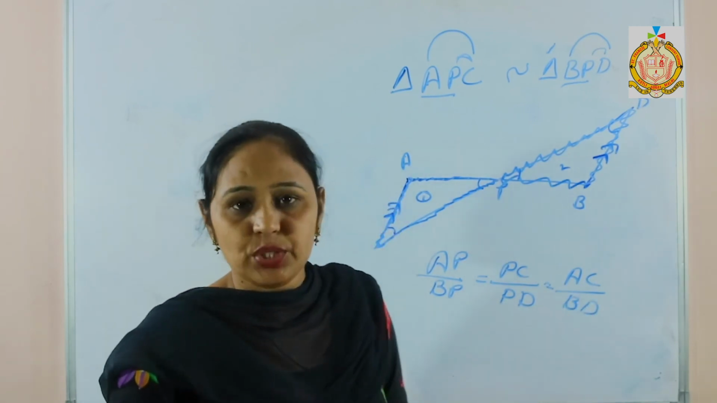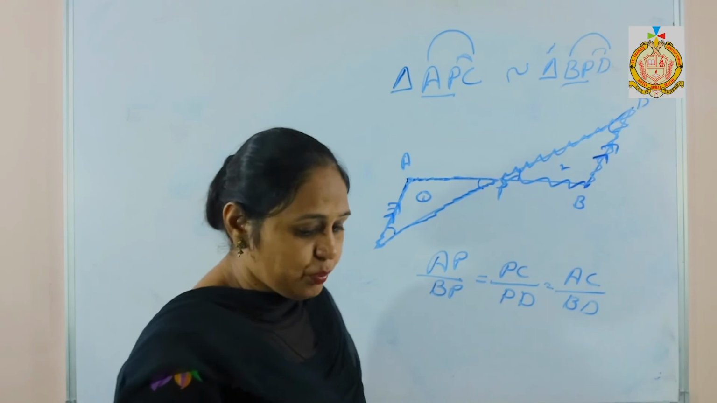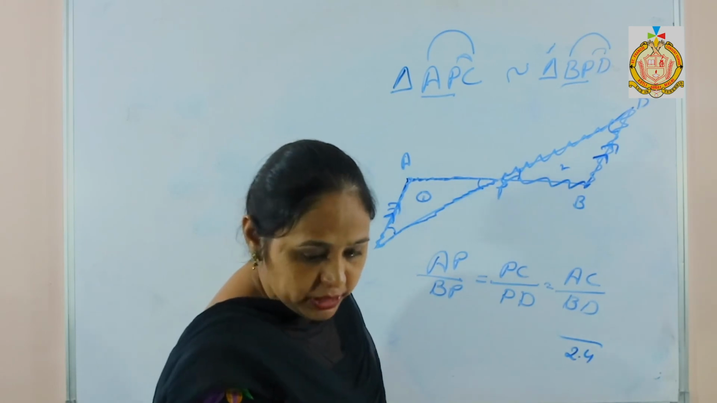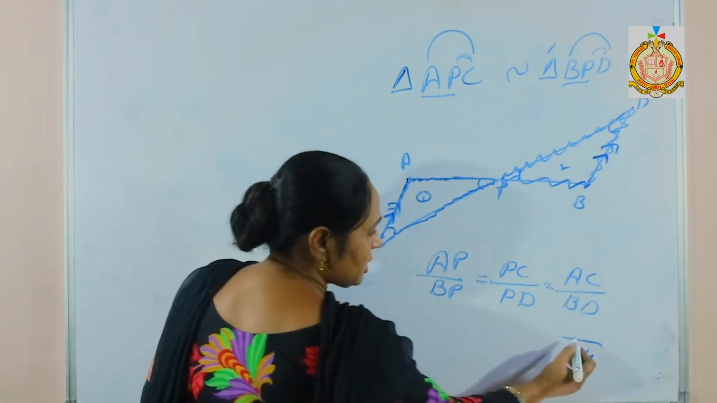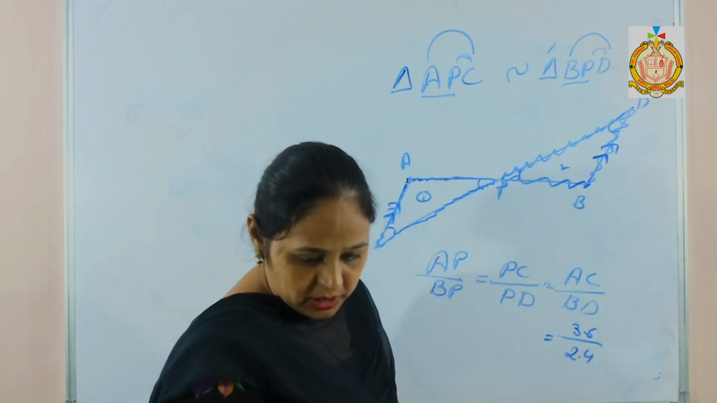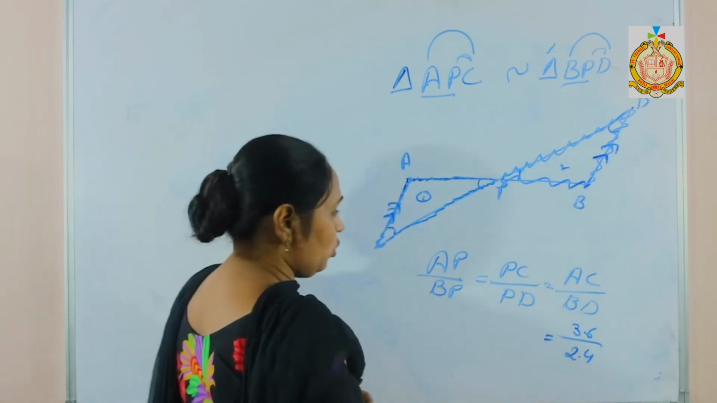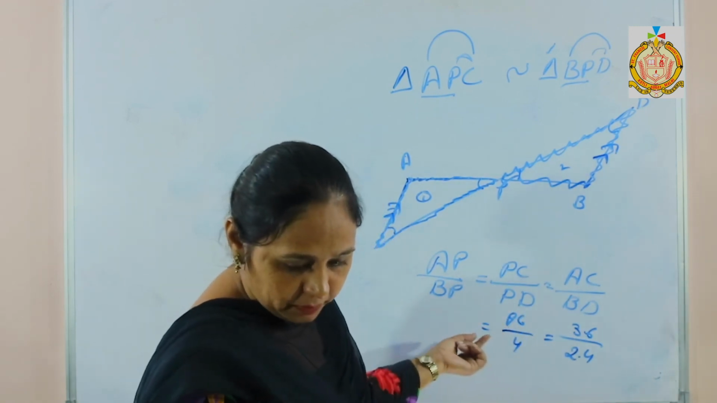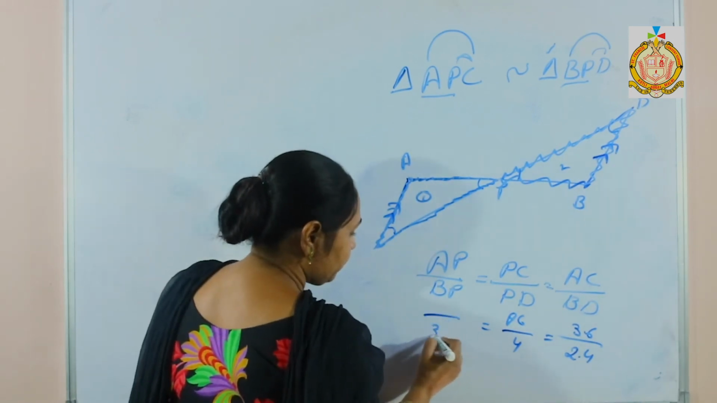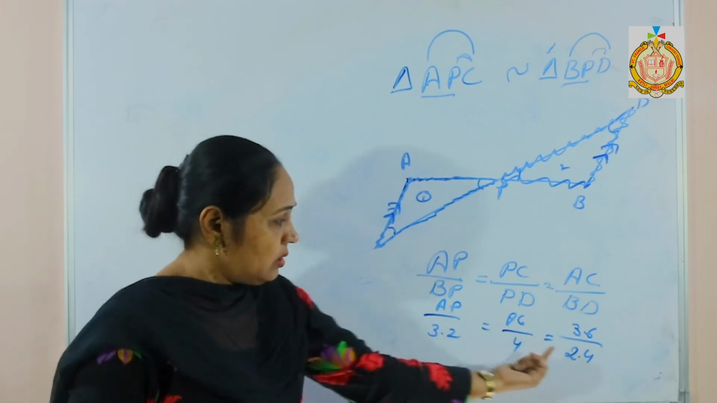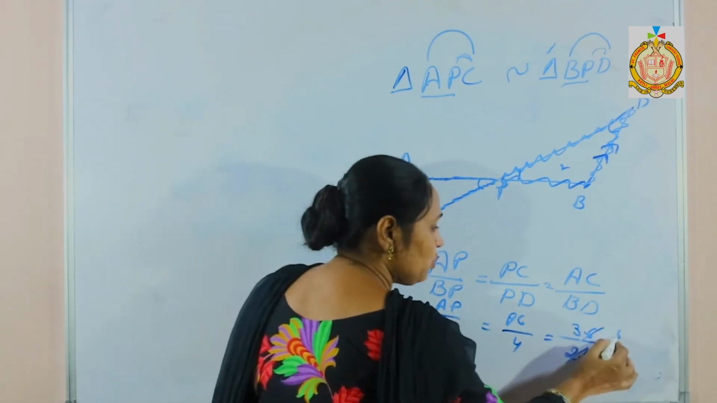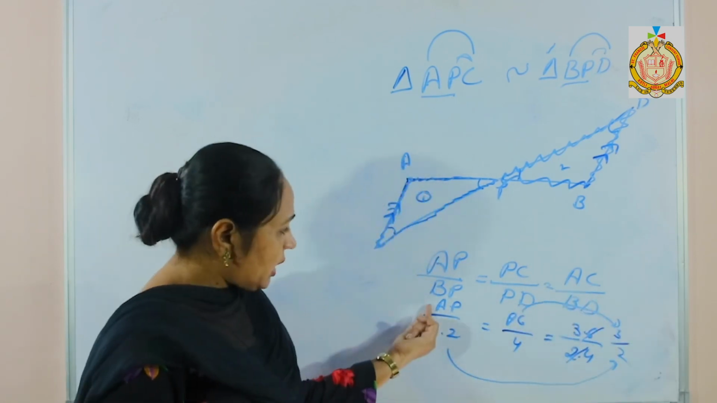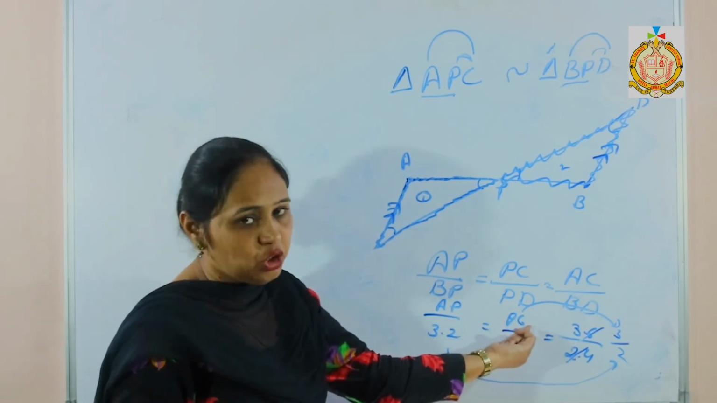Now we will see which values are given. The first value BD is given as 2.4. The next value AC is given as 3.6. Then PD is given as 4, and PC I have to find. The next value given is PB, that is 3.2, and AP I have to find. Now see, one value is given, it becomes 3 upon 2. Now I can equate the first with the third and the third with the second. Here I can find the value of AP and here the value of PC.